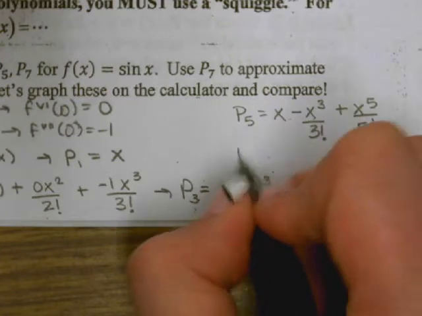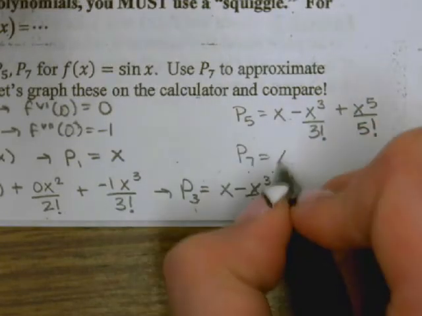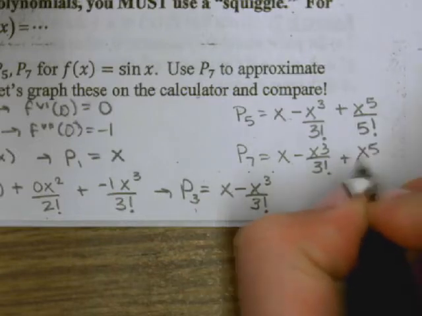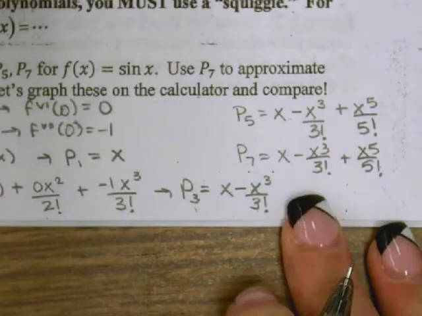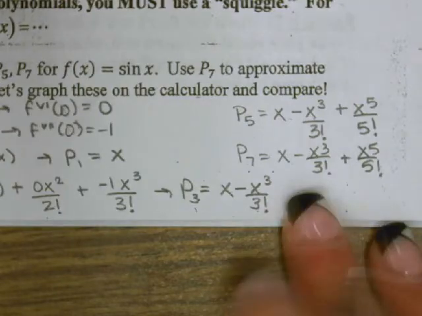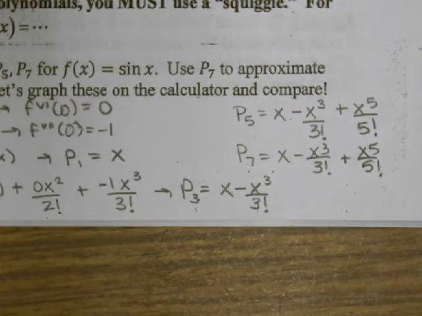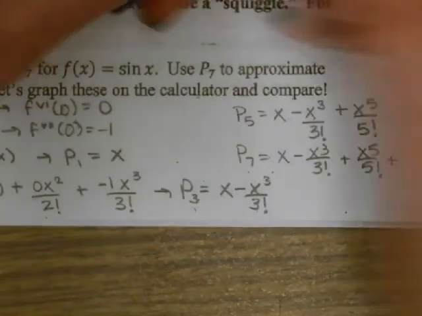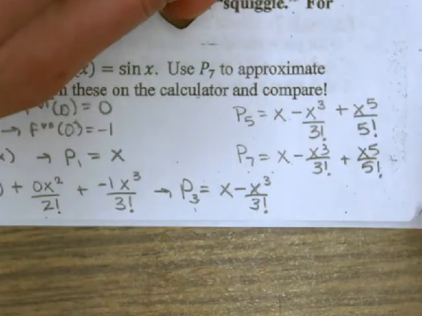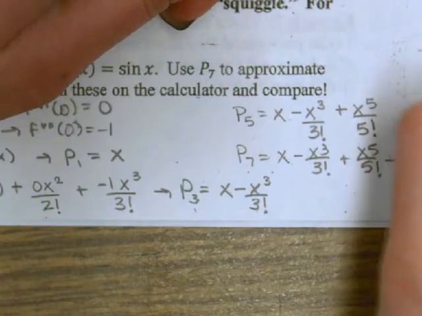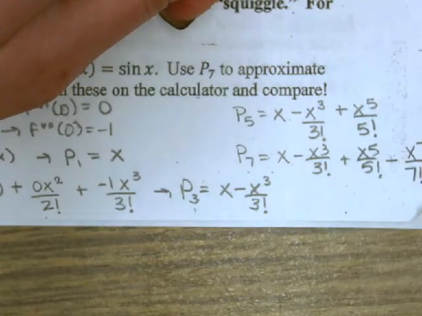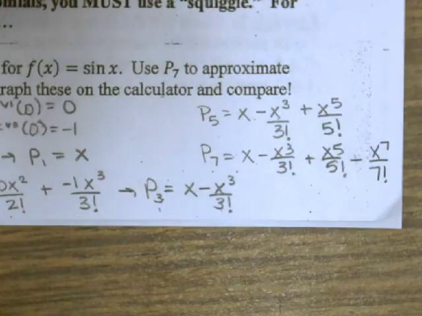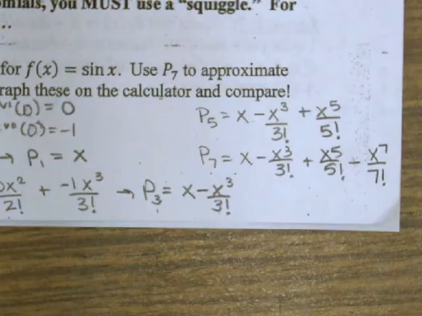And then if we were to do this for the seventh, then it's going to start off the same way. And then the sixth derivative, if you look at it, is 0, so that term wouldn't be there. And then the seventh derivative was negative. Oops, so we're going to put minus x to the seventh over 7 factorial. Ta-da. Okay. So now, here's where the cool part comes in.